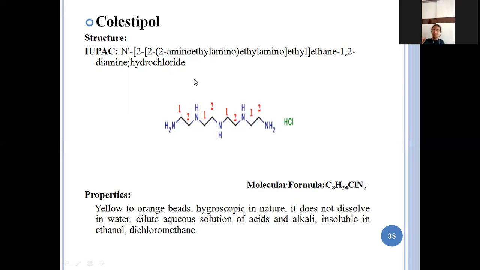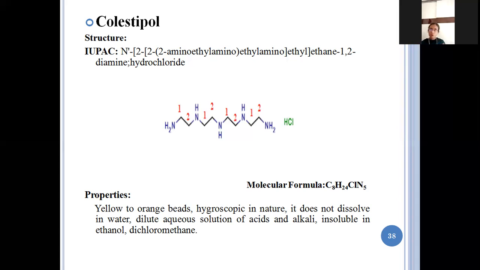See, in the second position, an amino group is there, and here this is the ethyl amino, and here ethyl amino. Here an ethane group is there. For this ethane, in the first position and in the second position, amine groups are there. Diamine hydrochloride. So properties: it is orange to yellow color, hygroscopic in nature.